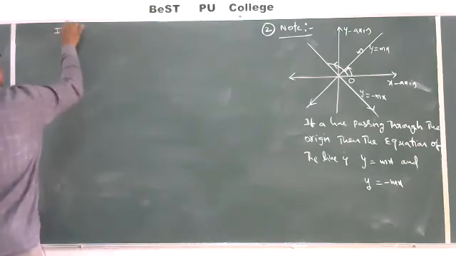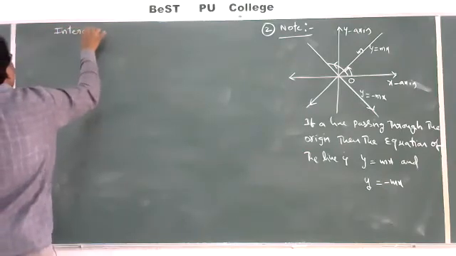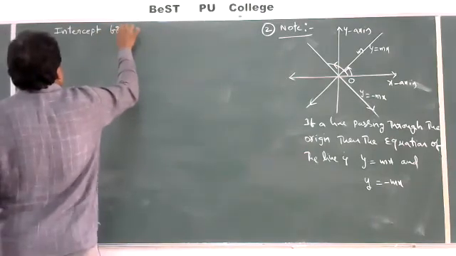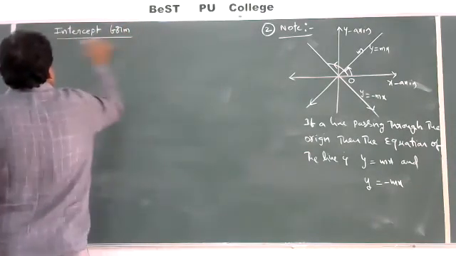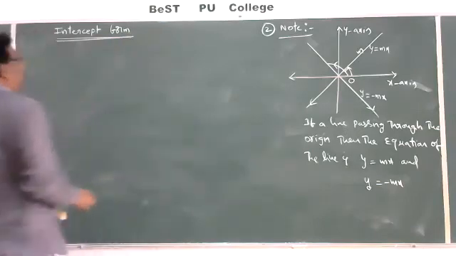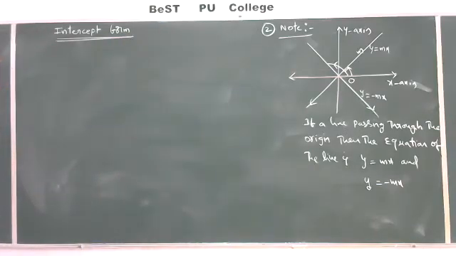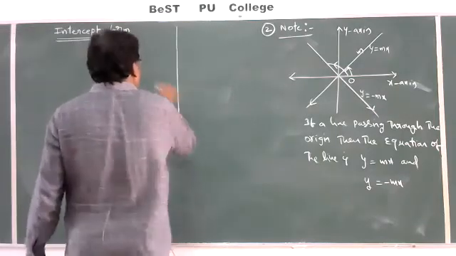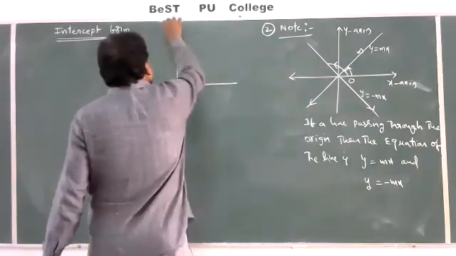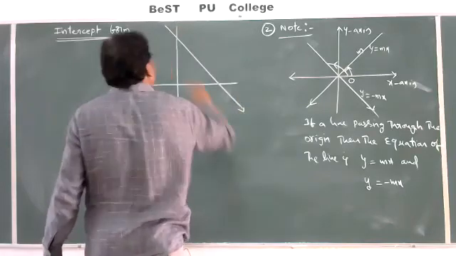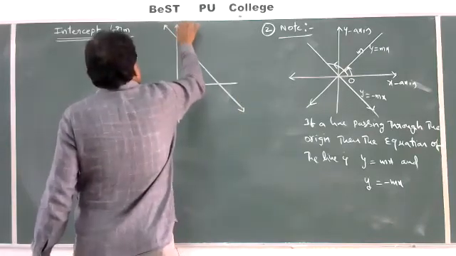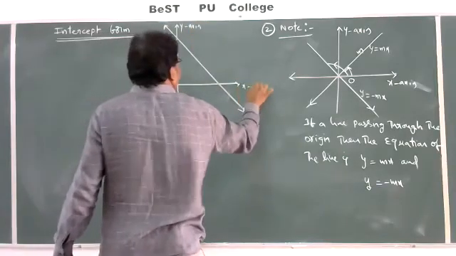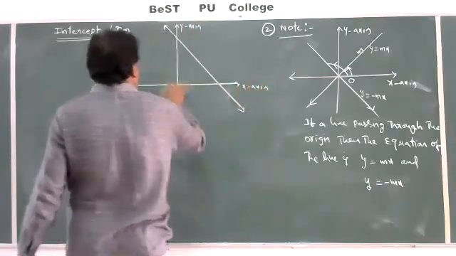Very, very important. Intercept form. Next heading, intercept form. Observe this diagram. This is y-axis and this is x-axis. This is the origin.